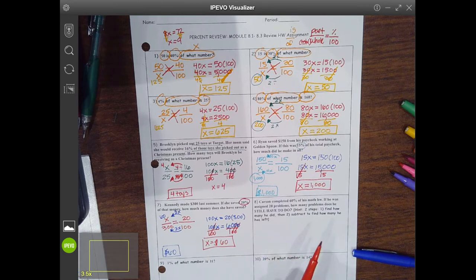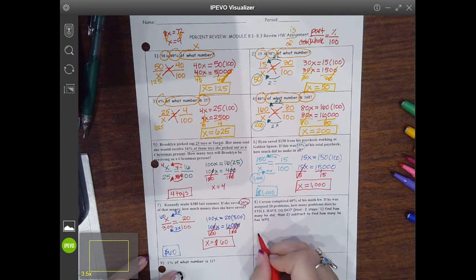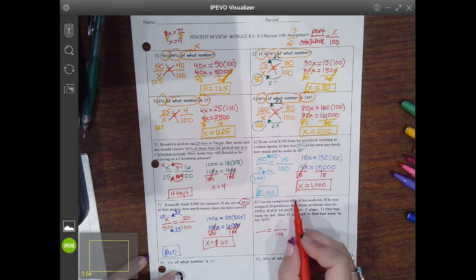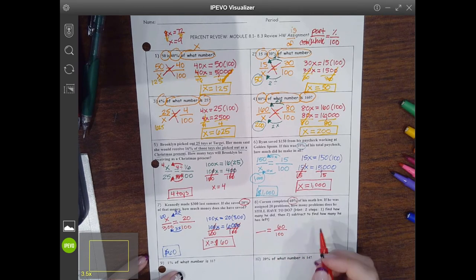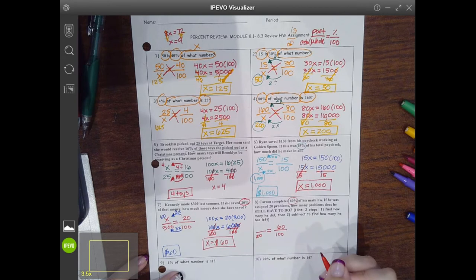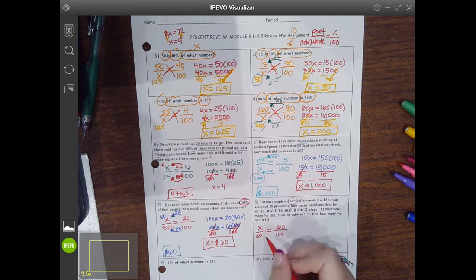Okay, so let's go ahead and set up my proportion first. I always know this is 100. Let's look for my percent. Carson completed 60%, so 60 over 100, of his math homework. If he was assigned 20 problems, how many problems does he still have to do? So he's assigned a total of 20 problems. I want to know what part, is this representing the part that he still has to do or the part that he's done?